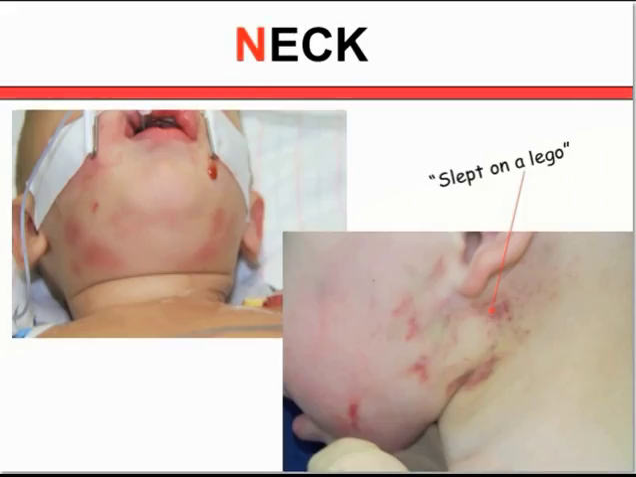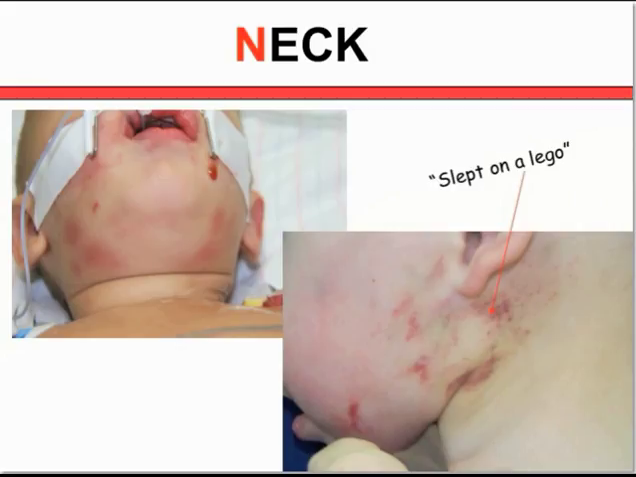Here we have 2 clinical examples of neck bruising. In this first image, we have multiple bruises along the jawline, the neck, and the chin in this 2-year-old who ultimately died from his abusive head trauma. These types of bruises under the chin and jawline are very ominous and should always be fully evaluated. We do not see bruises in this area in children who have normal childhood accidental injuries.